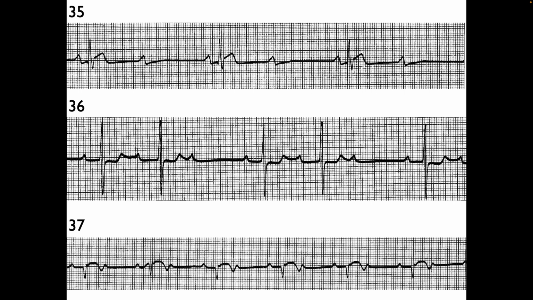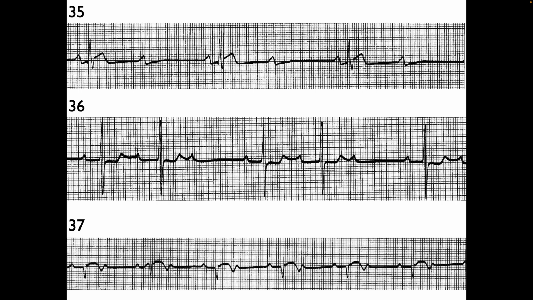Now this can't be third degree. Why can't this be third degree? The QRSs aren't even. So all that's left is second degree type 1. Okay. Next, please. I do believe that is another second degree AV block with the 2-to-1 conduction.